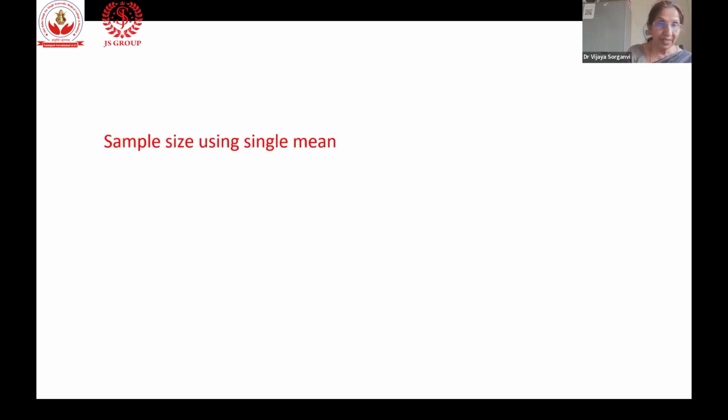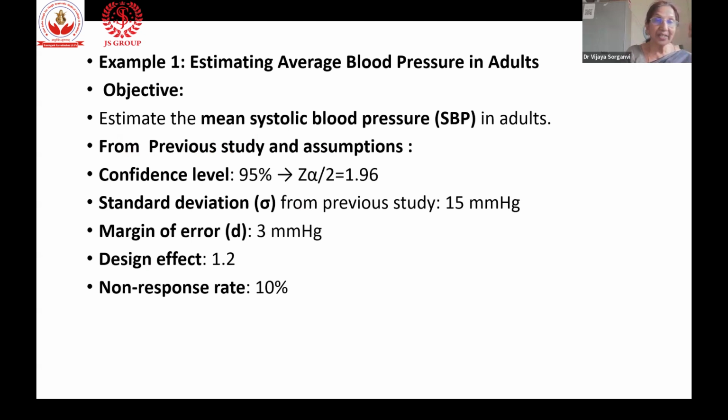Sample size using single mean. So this is the example. Here we have average blood pressure in adults. So the objective is to estimate the mean systolic blood pressure in adults. Okay. So from a previous study, we take a mean value of systolic blood pressure. And we take standard deviation also, because we use standard deviation here instead of proportion. For a one group study, we use standard deviation from the previous study.